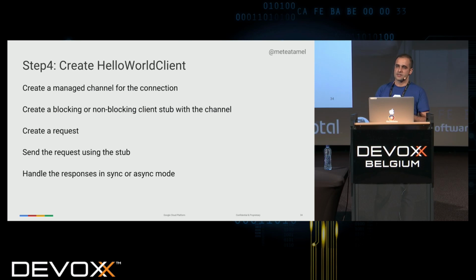In blocking stubs, when you make a request to the server, the call basically will block until you get a response. But you can also create a non-blocking stub where, instead of a blocking call, you get a callback. So you create your stub with the managed channel, then you create a request, and then you send the request using the stub, and then you get a response from the server either in sync mode or async mode, depending on your stub. And that's it. That's it really.